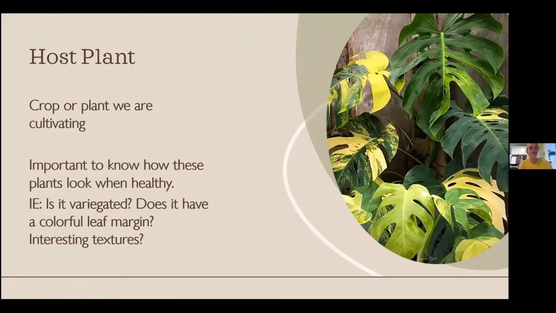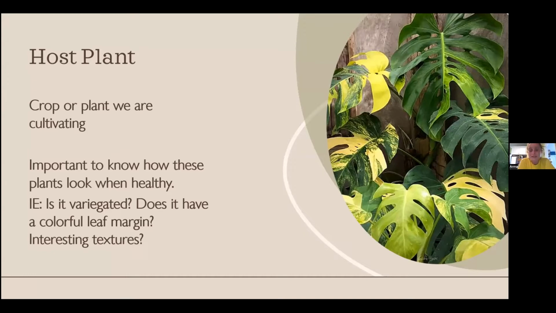Okay, first off, let's talk a little bit about the host plant and why that's important. That's the crop or the plant that we are trying to cultivate. It's important that you know what these plants look like when they're healthy. On that slide there, I've got a picture of a variegated monstera. Now, if you'd never seen a variegated plant before, you might be inclined to think, oh, that's diseased or it has some sort of problem. But really, that's what it's supposed to look like. And it's very expensive and sought after for that beautiful pattern of variegation.